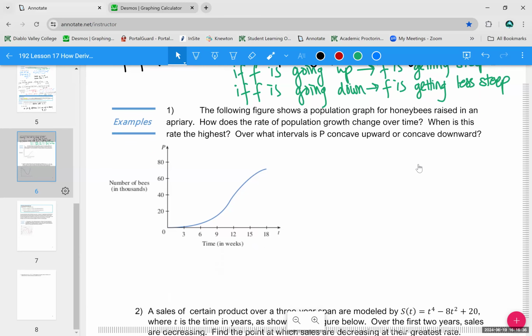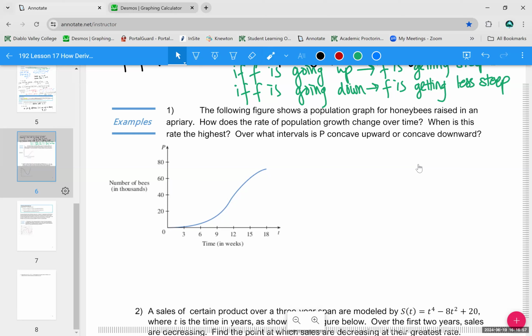Okay. The following figure shows a population growth for honeybees raised in, I guess that's a place where you raise honeybees. How does the rate of population growth change over time? When is the rate the highest? Over what intervals is P concave up or concave down? So you can figure that part out pretty quick by just looking at this.